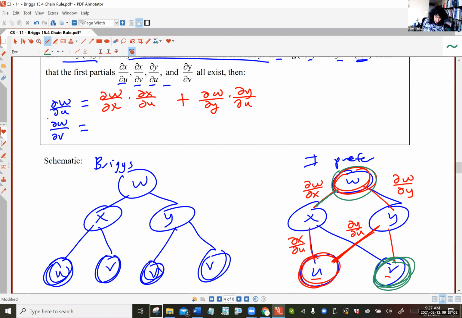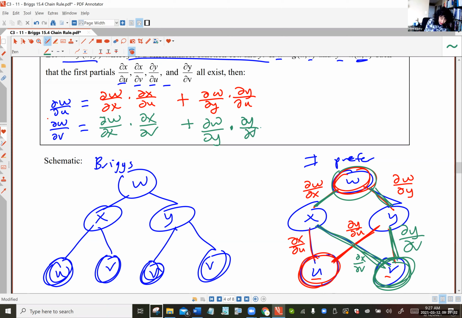Here we go. You're still going to get dW dx, the same dW dx that you got before, times, you go down this branch here, dx dv. That's a partial, the partial of x with respect to v. Plus, you're still going to go down this branch again. So you get dw dy, which you already got from the previous partial. So it's just the same one. Times, and you go down this branch, dy dv, the partial of y with respect to v. And boom, we're done with this theorem.